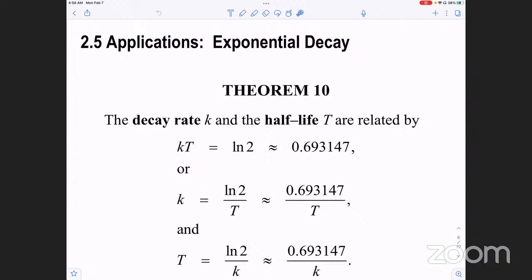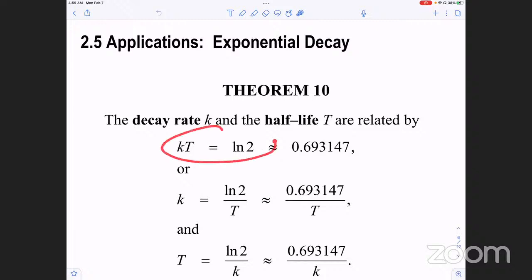Last time, again, we discussed doubling rate. So now the analogous thing, instead of doubling rate, you can talk about half-life, right? The decay rate k and the half-life t are related by kt equals natural log of 2, which is approximately this. Or the decay rate, you can express as natural log of 2 over t. We talked about where they came from before. If you start with the exponential growth model, you'll get the same thing. It's just that one is talking about doubling time and one is talking about decay rate.